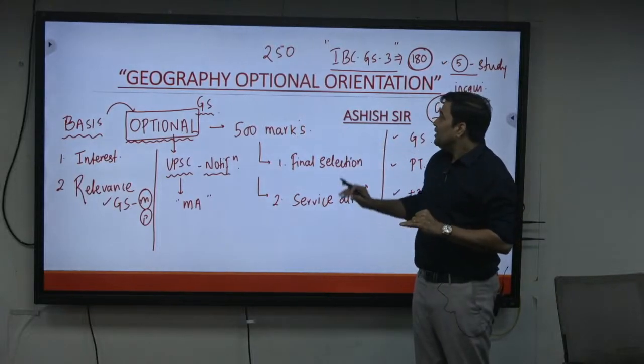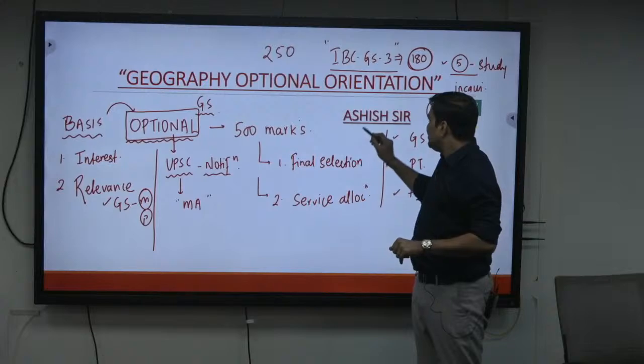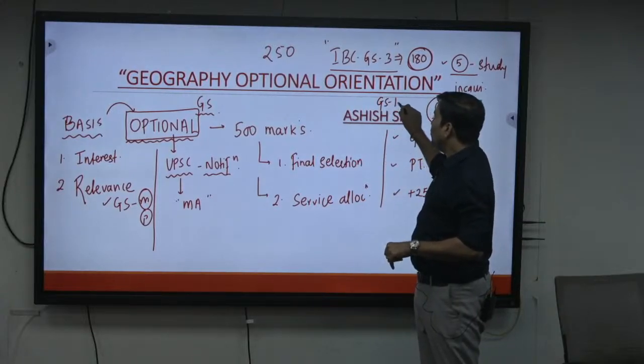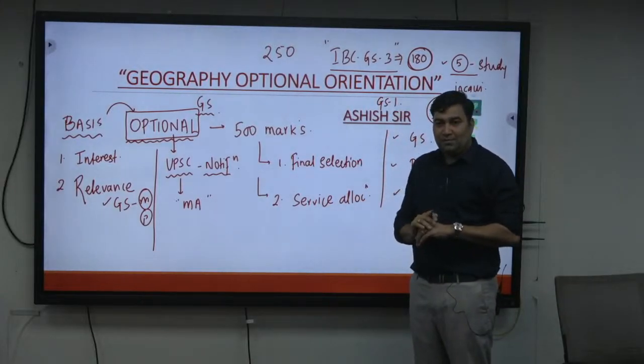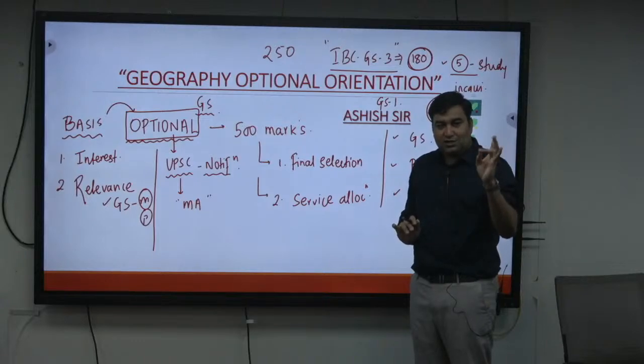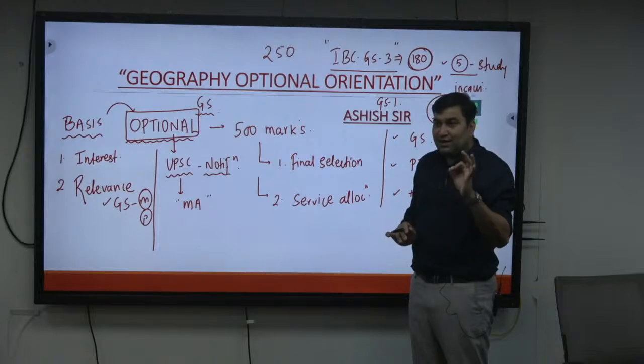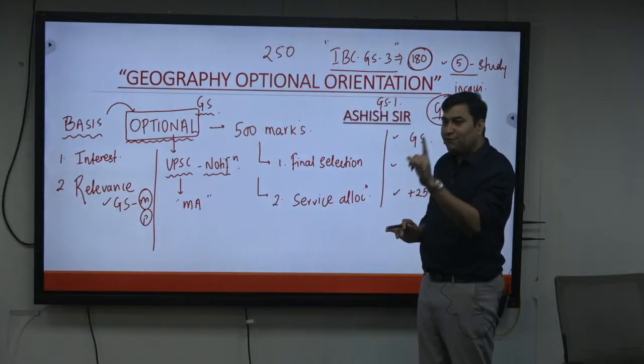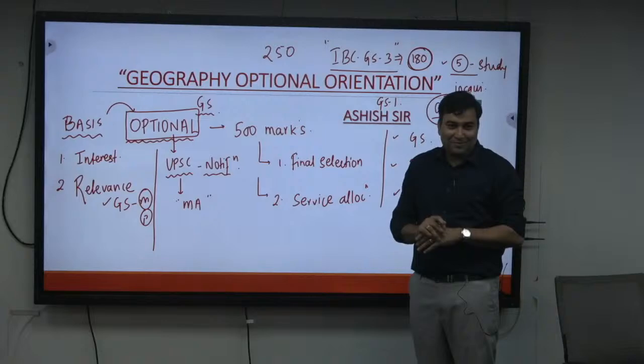Secondly, if you consider GS paper 1, general studies paper 1. In GS paper 1, there are 3 main subjects: history, society, geography. Last year in the official UPSC paper, there were 95 marks of the paper only from one thing, that is geography.